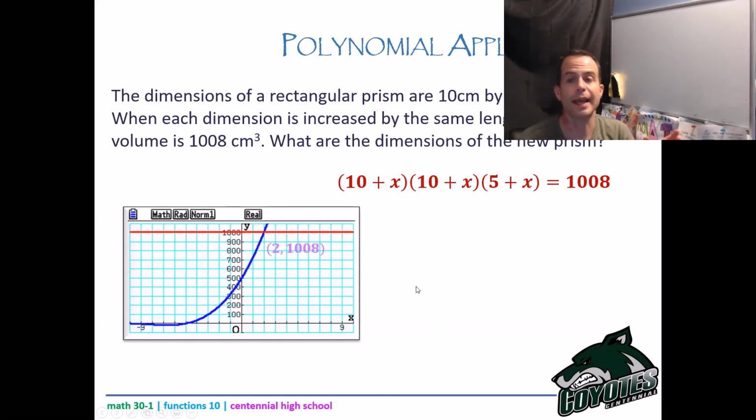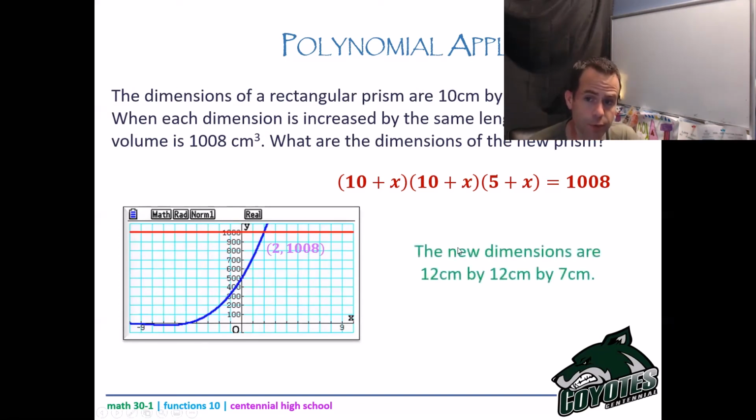Now, the answer is not how much am I increasing the dimensions. The answer is what are the new dimensions of the prism. So I have to take the knowledge that x is 2 and figure out what the new dimensions are. So my answer answers the question. Always make sure your answer answers the question. So the new dimensions are 12 centimeters by 12 centimeters by 7 centimeters. Okay.